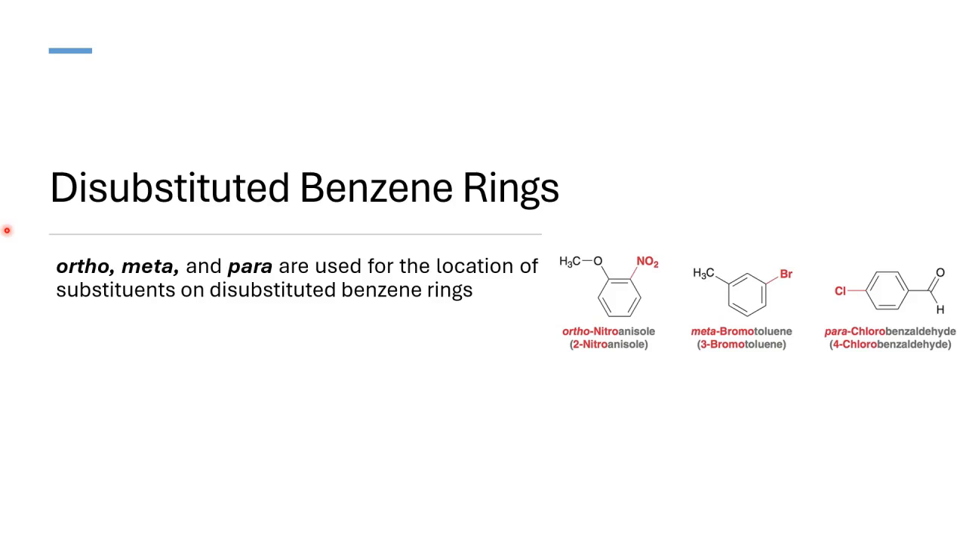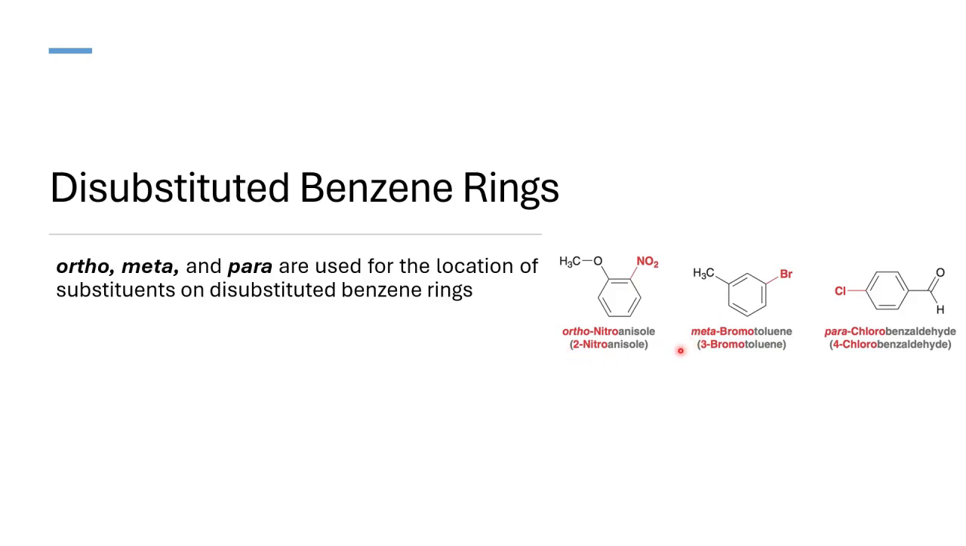The terms ortho, meta, and para are used for the location of substituents on di-substituted benzene rings. For example, when we have a benzene ring with OCH3 attached, that is called anisole, and so the branch is on carbon number 2 of the benzene ring, and that's a nitro. We can call this 2-nitroanisole, or because the groups are next to each other 1, 2, it's ortho.